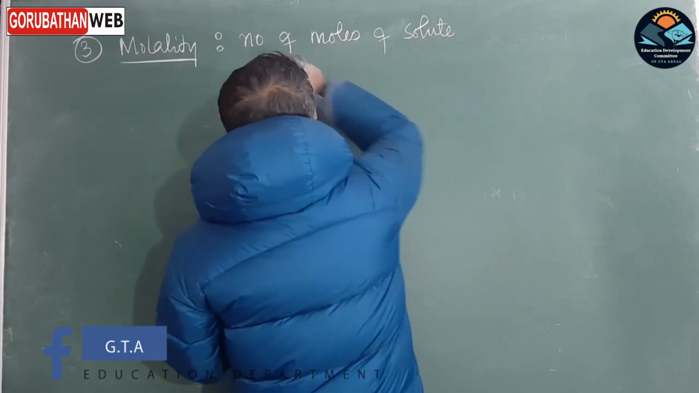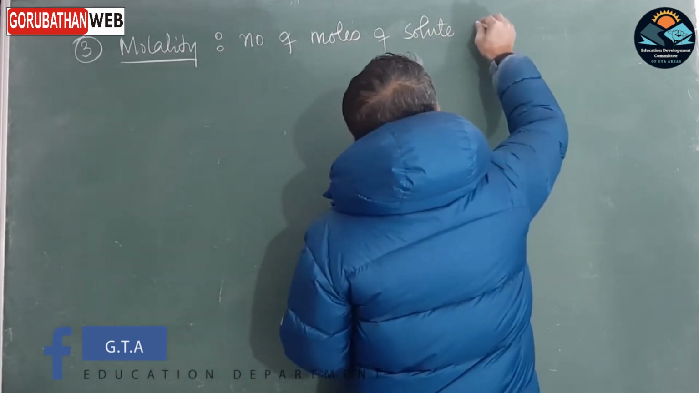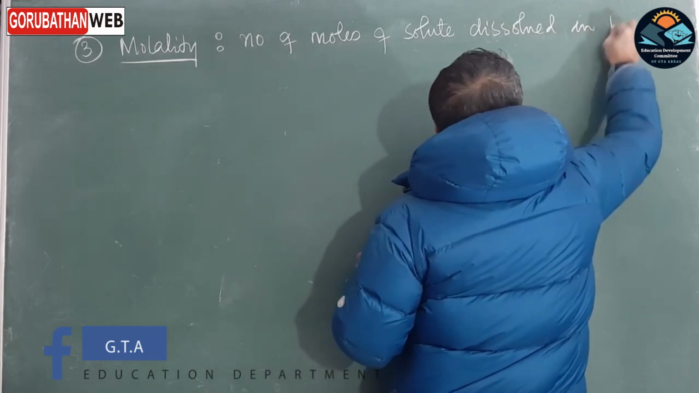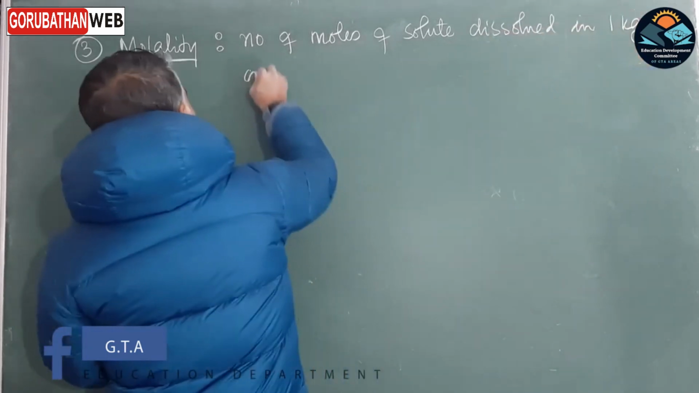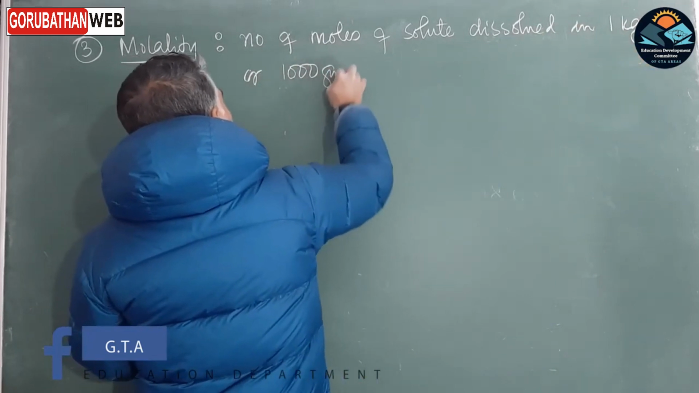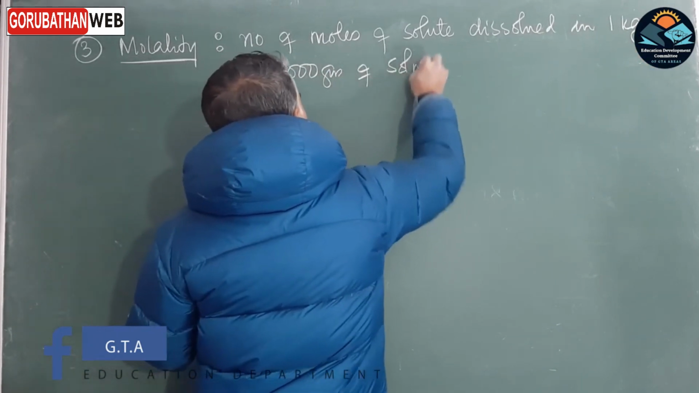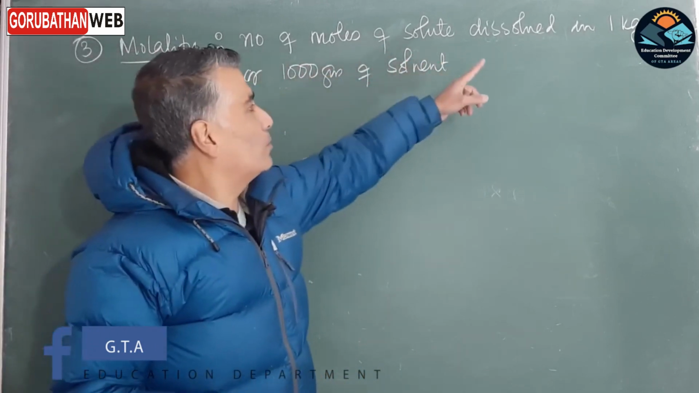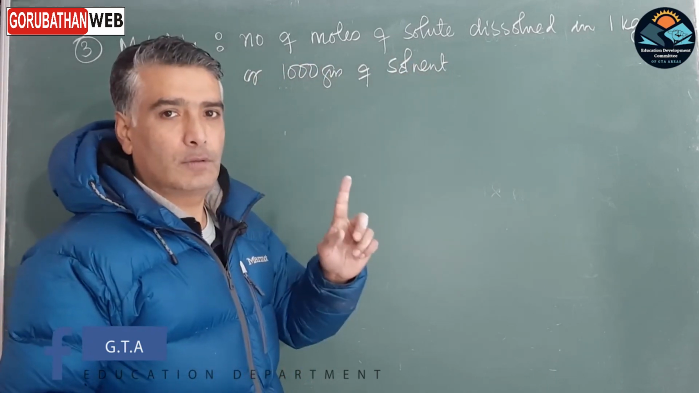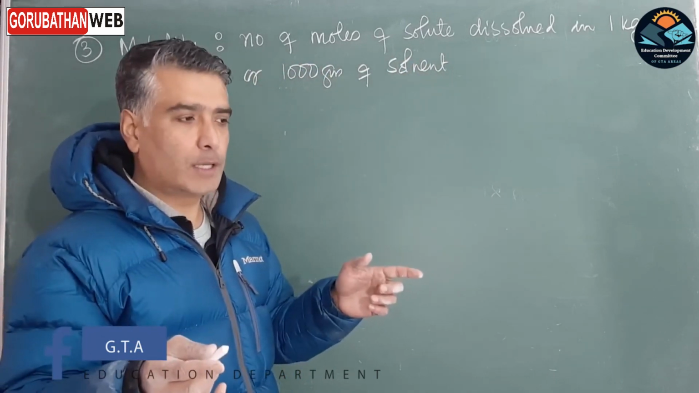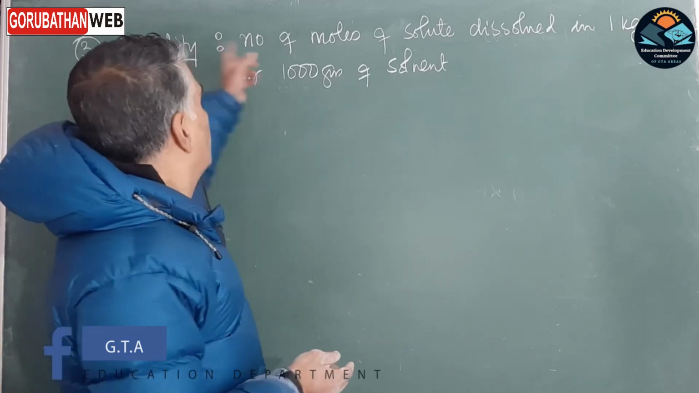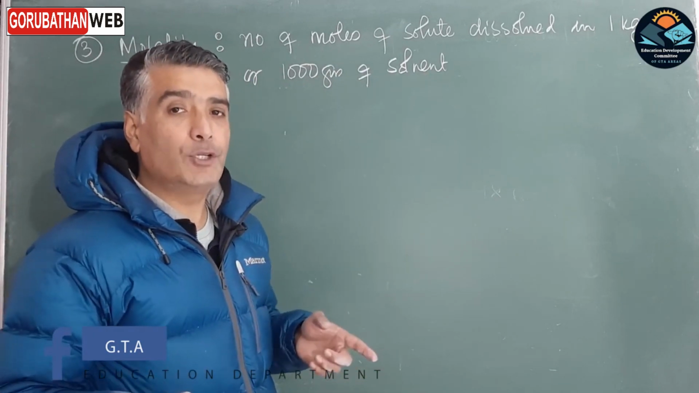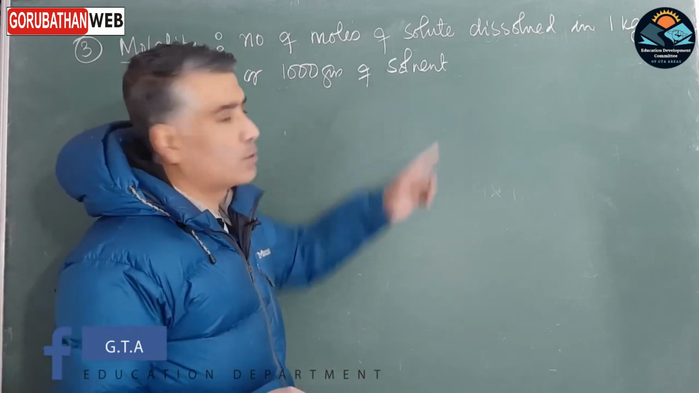So molality is also number of moles of solute, exactly like molarity. Molality is number of moles of solute dissolved in 1 kg, or 1 kg means how many grams? 1000 grams of solvent. So the difference here is molarity is the number of moles of solute dissolved in 1 liter solution. We had 1 liter solution containing both solute and solvent. But molality is the number of moles of solute dissolved not in 1 liter solution but only 1 kg solvent, or 1000 grams of solvent.